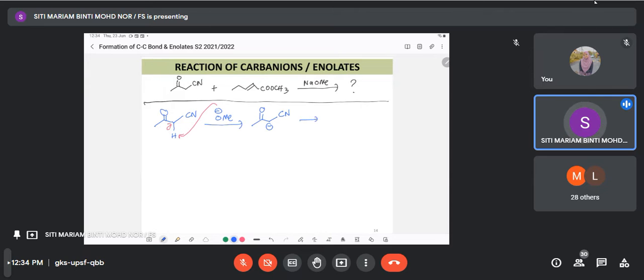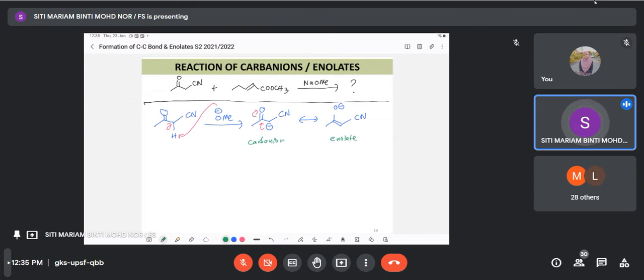Okay, and then this one can have a resonance form. What you see there, you can form the enolate. So what you get is O minus, double bond there, and then CN. This one is the carbanion. This one is the enolate. Okay, so that must be shown for the mechanism. So you produce this carbanion and enolate. So this is your nucleophile now.